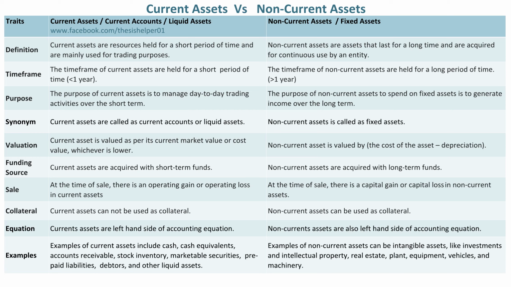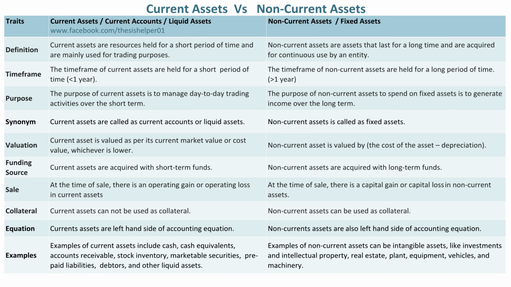Current assets are acquired with short-term funds. Whereas, non-current assets are acquired with long-term funds. At the time of sale, there is an operating gain or operating loss in current assets, whereas, at the time of sale, there is a capital gain or capital loss in non-current assets.